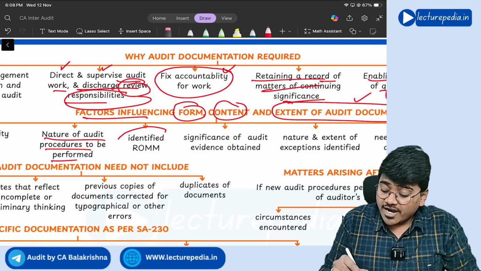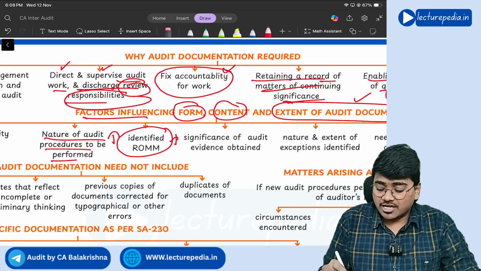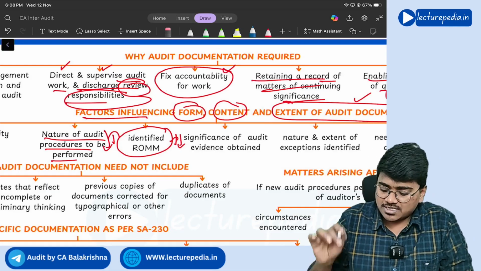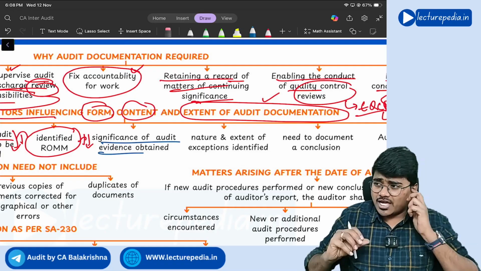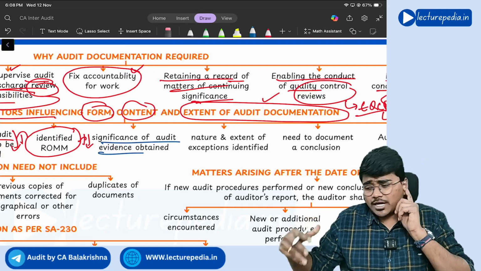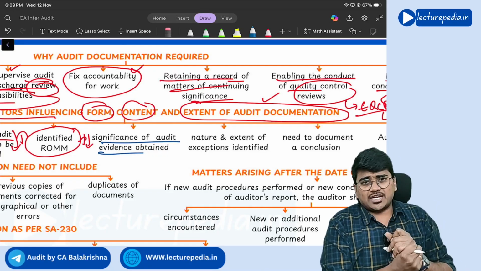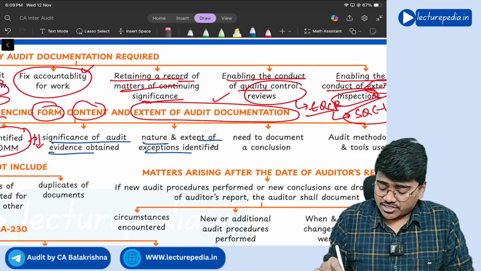Next, identified RoMM. If RoMM is high, more documentation. If RoMM is less, less documentation, correct or not? Yes. Next, significance of audit evidence obtained. So if the evidence obtained is more important, you will preserve it in a safer fashion, correct or not? Yes. Nature and extent of exception identified.